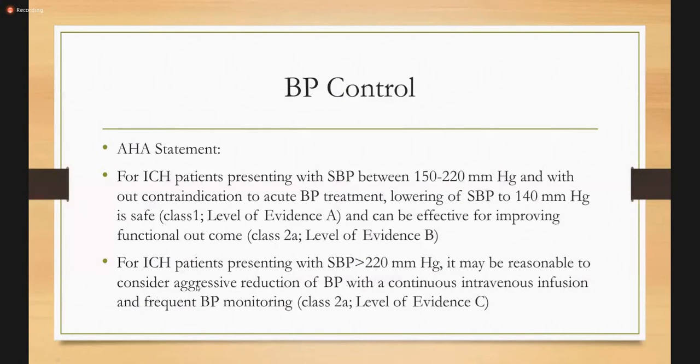For ICH patients presenting with systolic blood pressure more than 220, it may be reasonable to consider aggressive reduction of BP with continuous intravenous infusion and frequent BP monitoring.